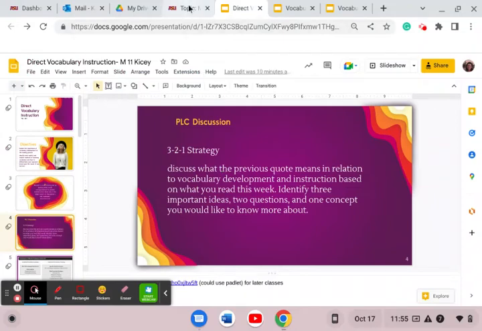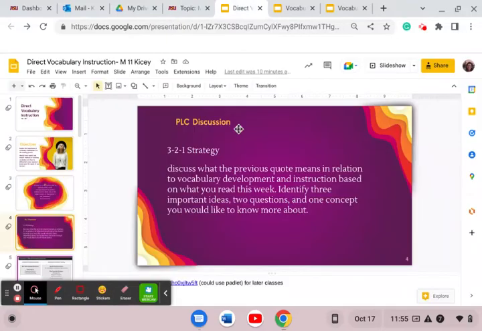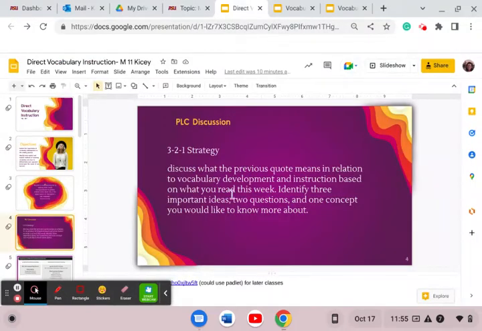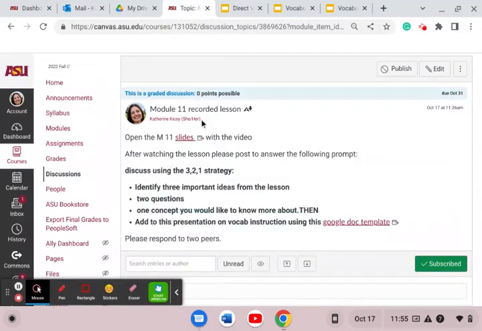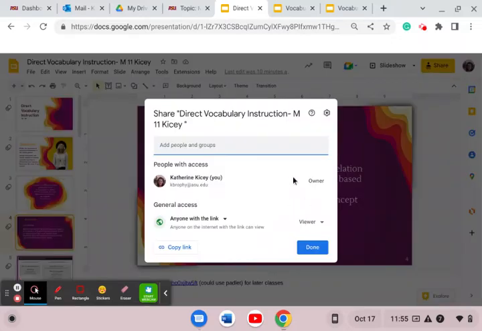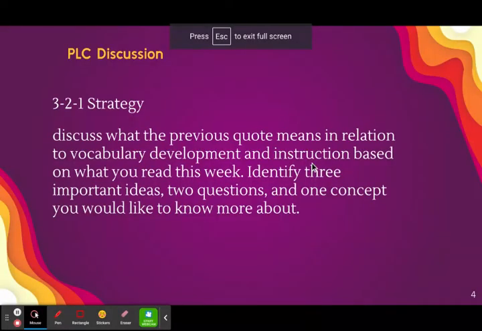You don't have to discuss the previous quote. You can if you'd like, but I didn't put that in there. Also, you will be identifying 3 important ideas from the lesson, 2 questions, and 1 concept. So this is all in here, and you will be doing that in the discussion board. If we were in class, we would be talking about it in class, but we are not. So you're going to put that in the discussion board for the week.